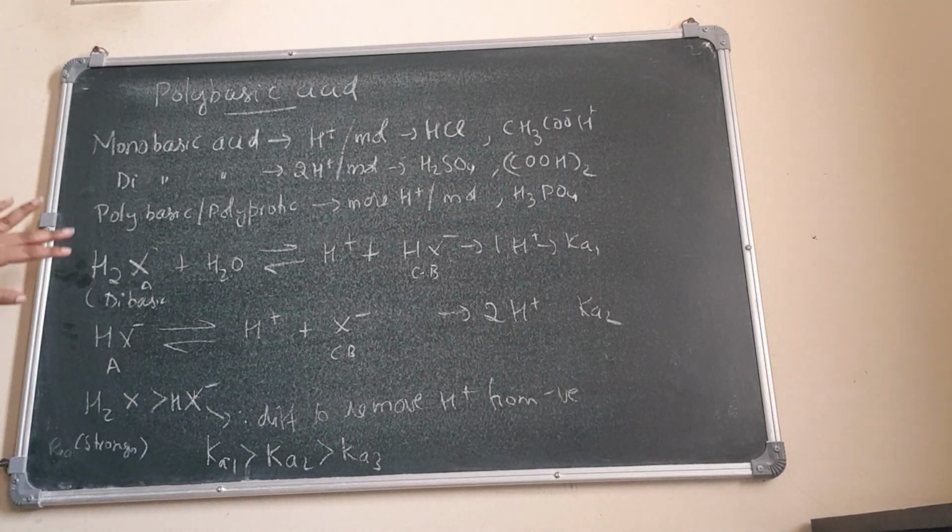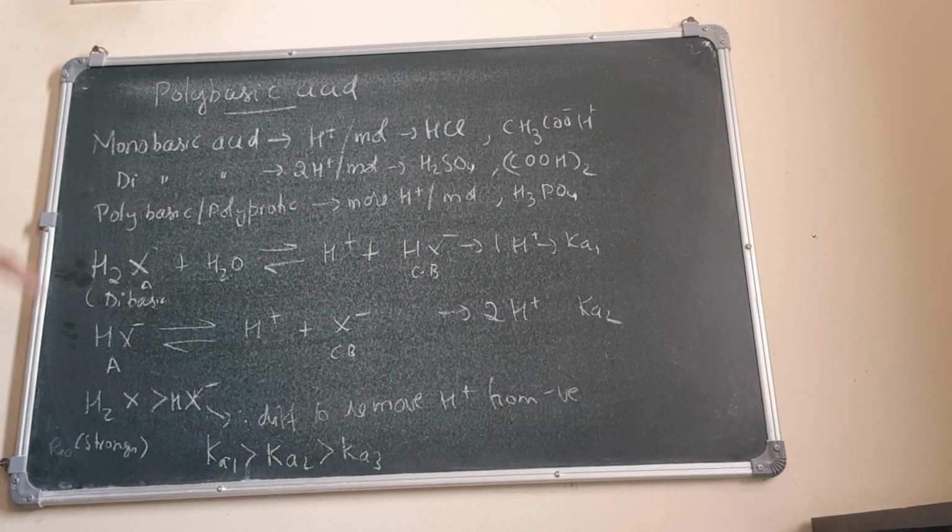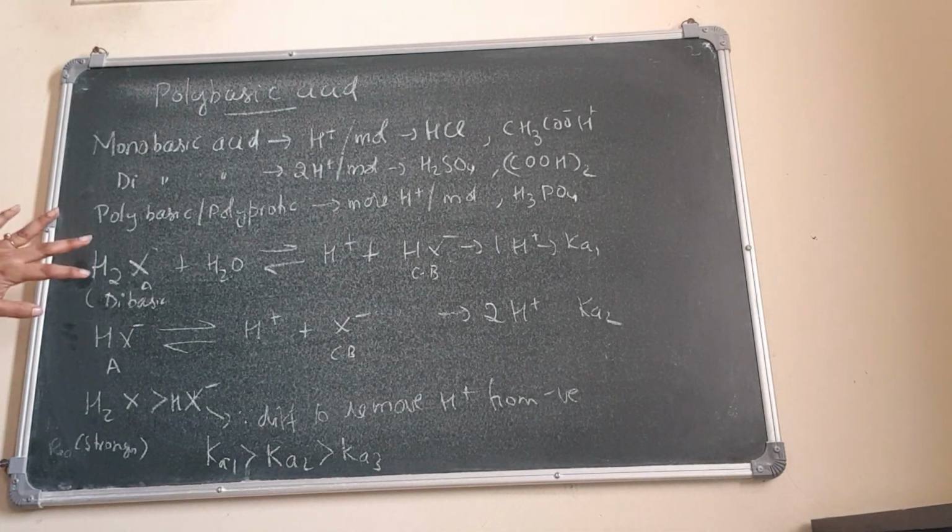The removal of hydrogen ions happens in steps. Whatever is there in the first step is always going to be the stronger acid, and it has a greater Ka value, and that should be the primary reaction.